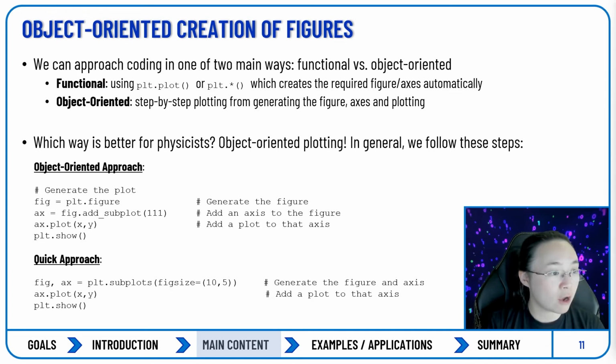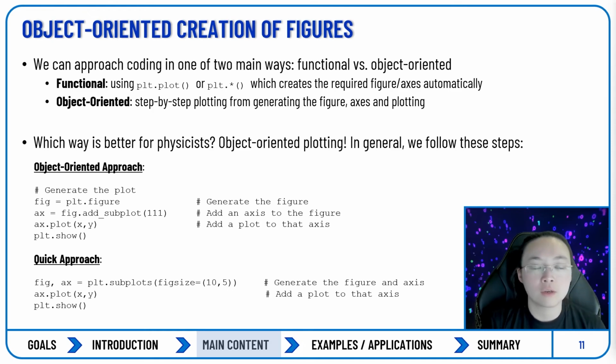Just to summarize the object-oriented approach to creating figures, we can approach coding in one of two ways. You can do functional or you can do object-oriented. With functional, it's usually I call a function, it does what it does automatically, and that's basically it. It's a very quick approach to accomplishing what we want. When we do object-oriented approaches, we are calling different elements objects, and we are stacking them on top of each other with some sort of logical sequence.